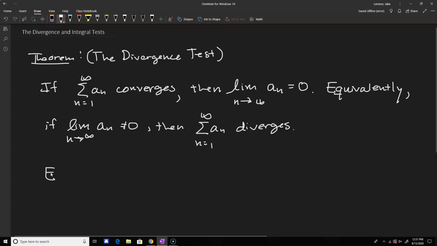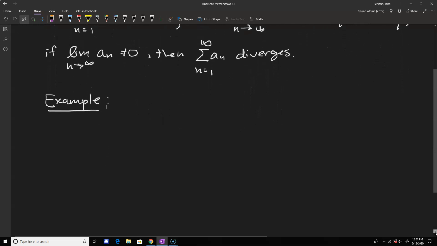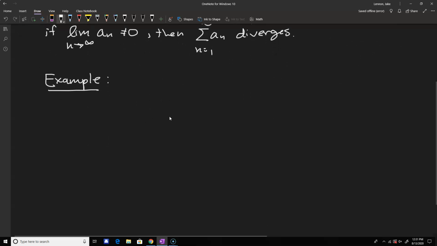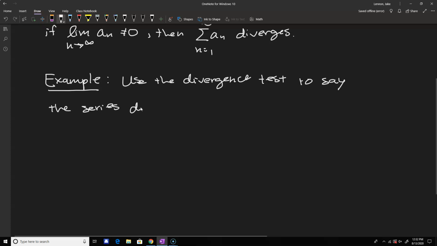So let's go ahead and look at some examples. A lot of times you just eyeball the limit and you say, okay, well, if it doesn't go to 0, then you immediately quit and you say, okay, I'm done. So a lot of times implicitly in your head, anytime you look at a series, you're always kind of doing the divergence test first. So let's use the divergence test to say the series diverges or is inconclusive.